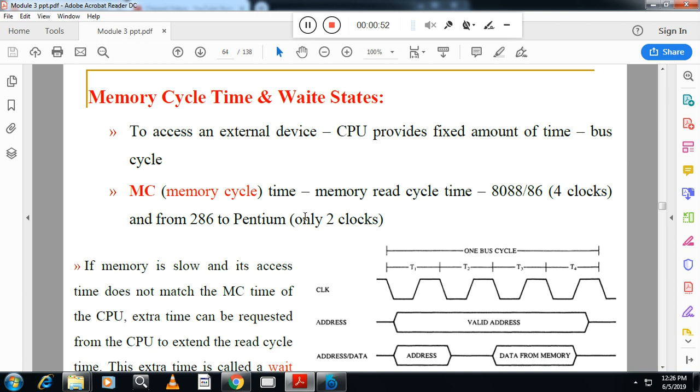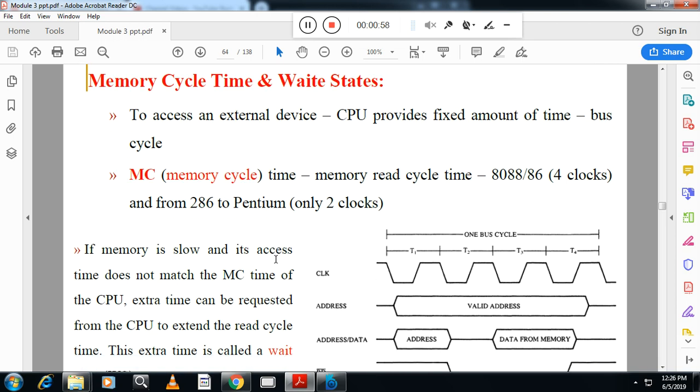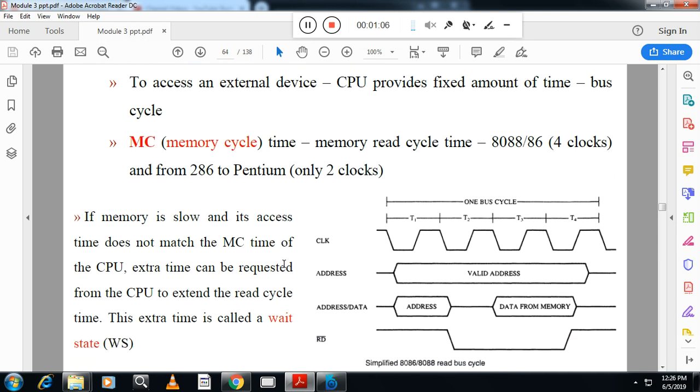If the memory is slow and its access time doesn't match the memory cycle time of the CPU, extra time can be requested from the CPU to extend the read cycle time. This extra time is called a wait state.